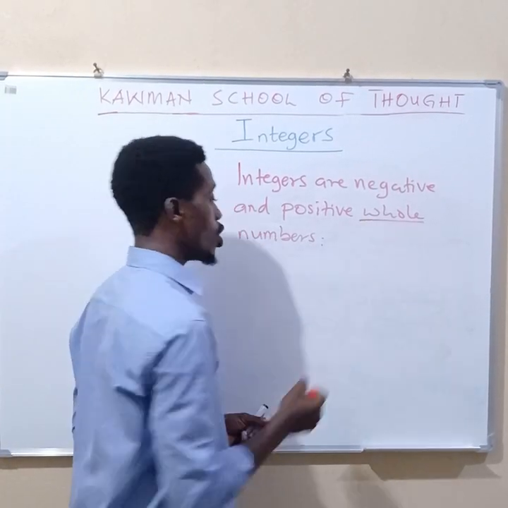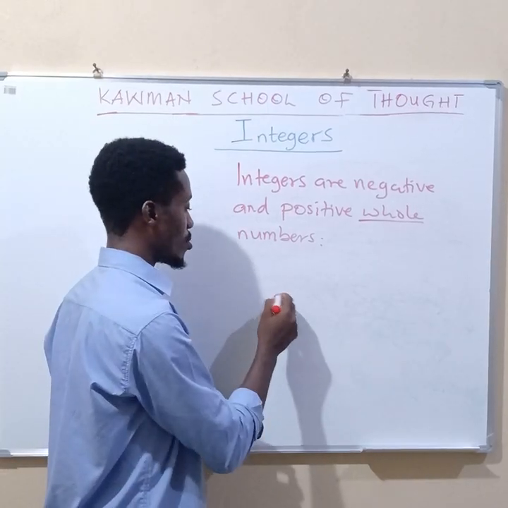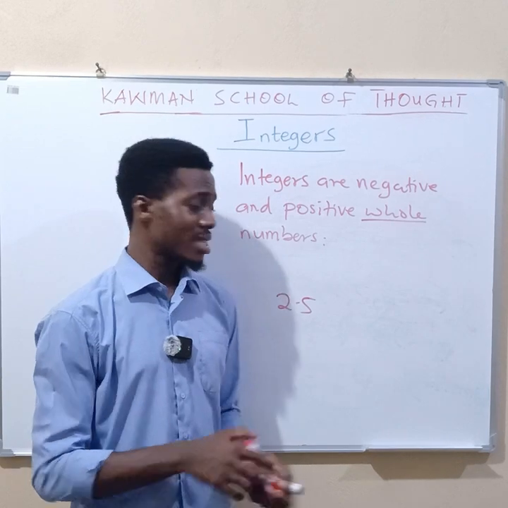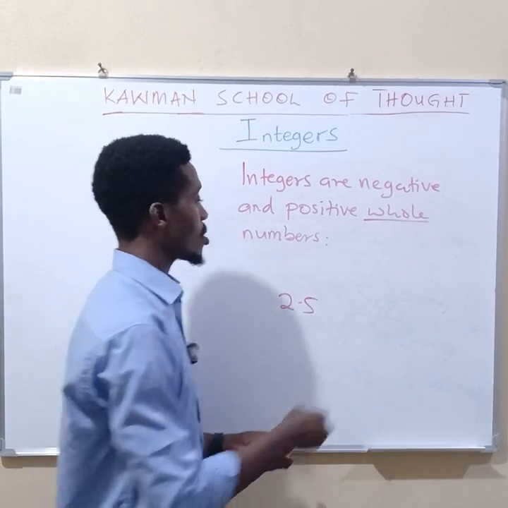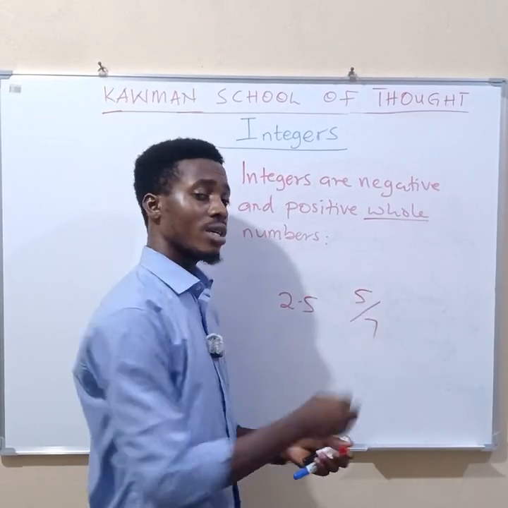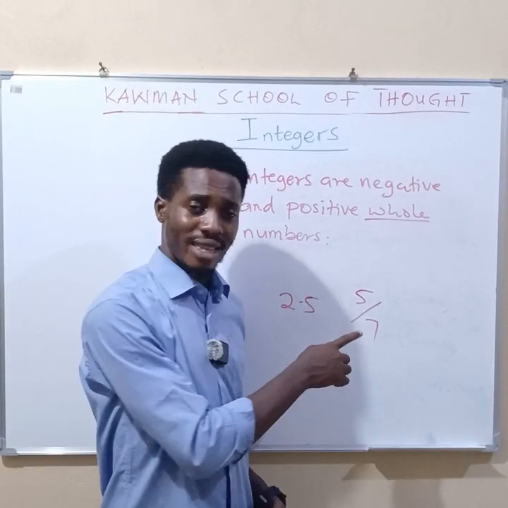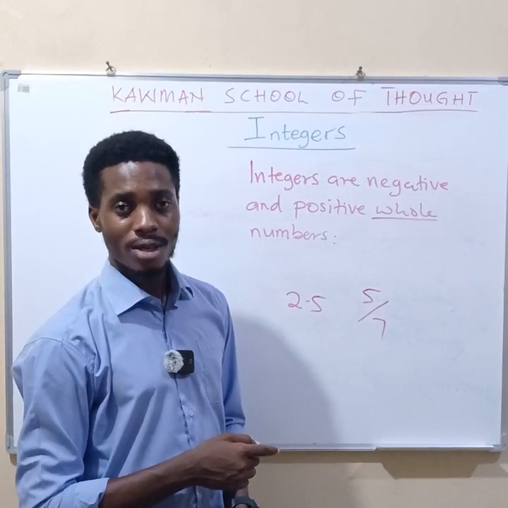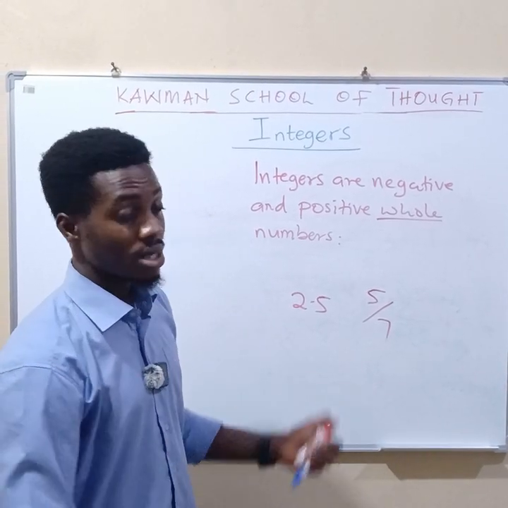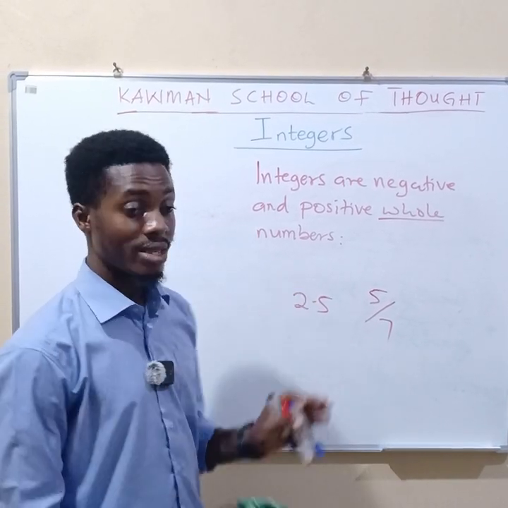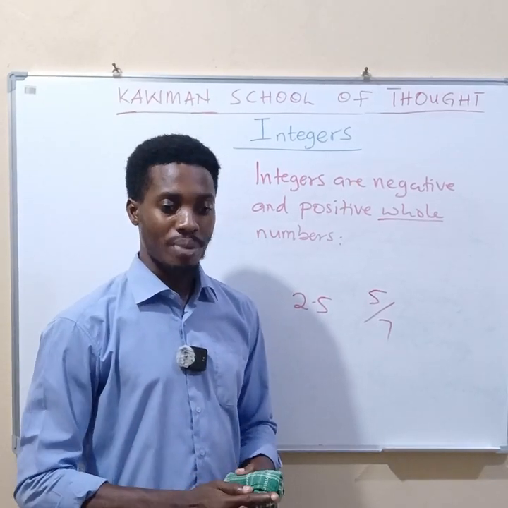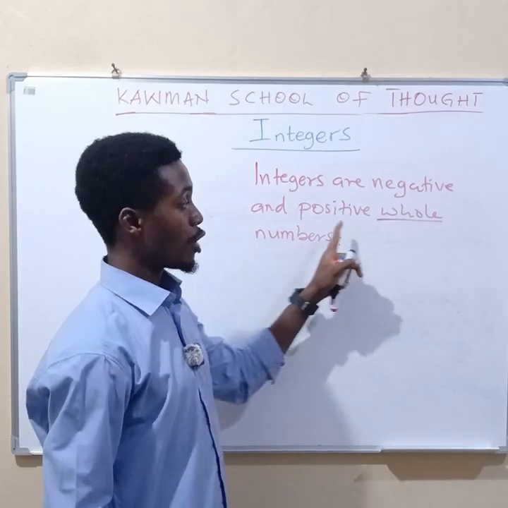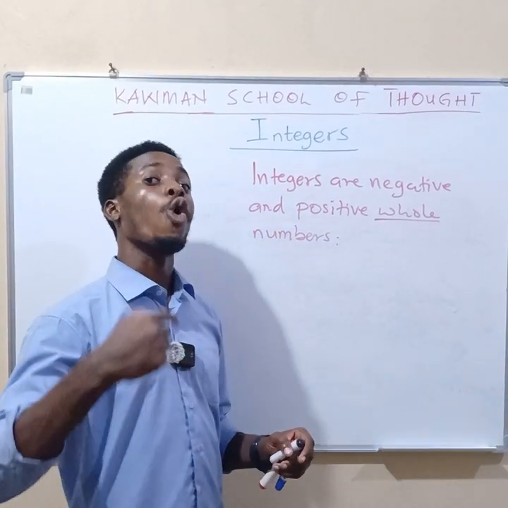A whole number. Okay, so when you see a number like 2.5, this is not an integer. Why is it not an integer? Because this is a decimal. What about 5/7? This is not an integer either. Why? Because this is a common fraction. So when you see a fraction, don't say this is an integer. Integers have been defined in a specific manner. It says that all your positive numbers and all your negative numbers, but they must be whole.